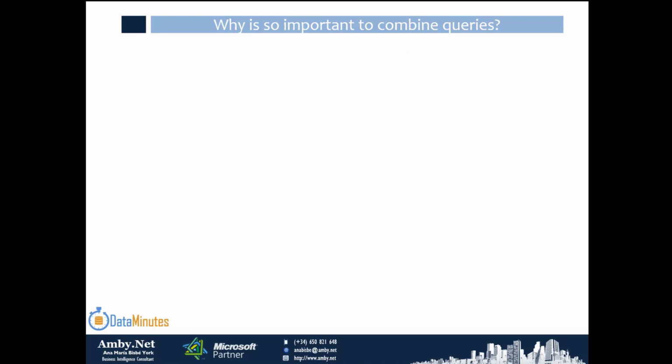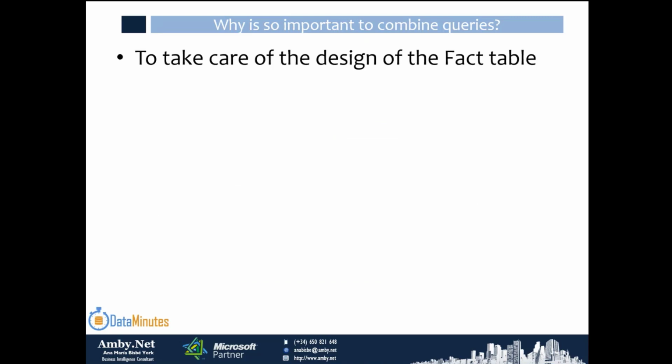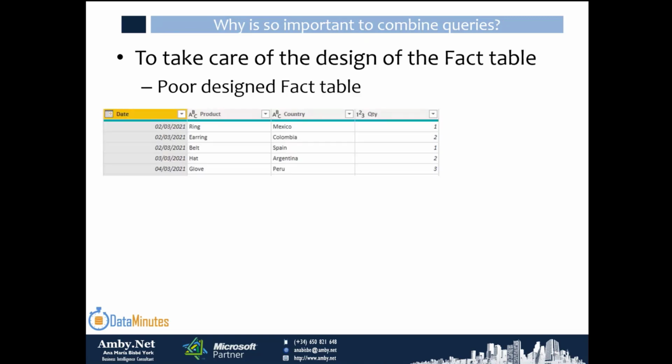Another reason is to take care of the design of the fact table. For example, this is a simple sample. If we have this kind of tables, this is not a good design. This is a fact table, and we also have the dimension table. The point is that this is a dimension table without an index column.